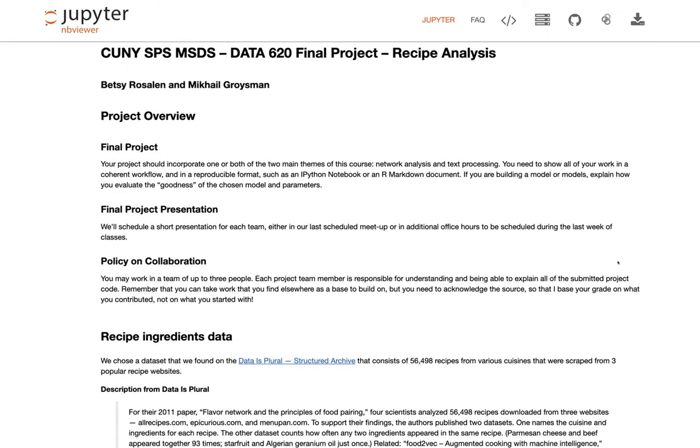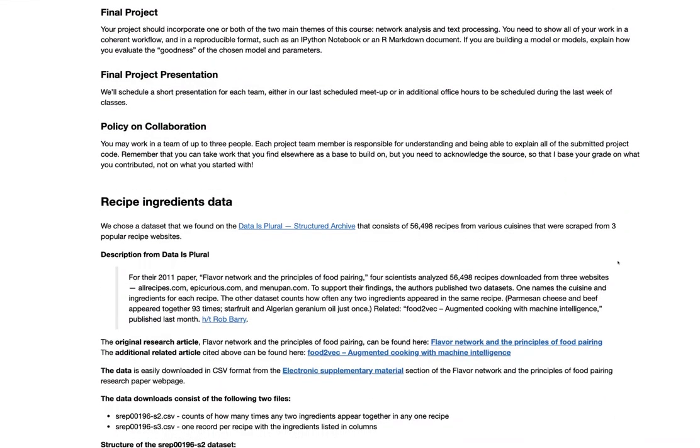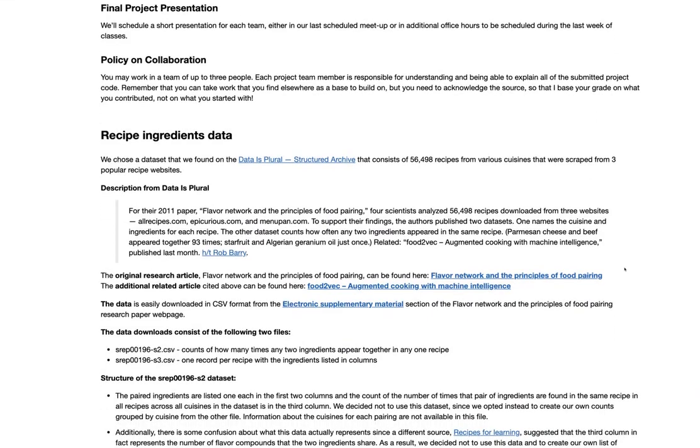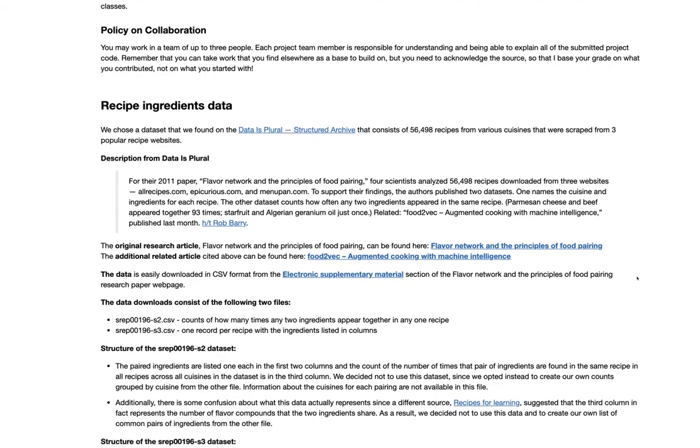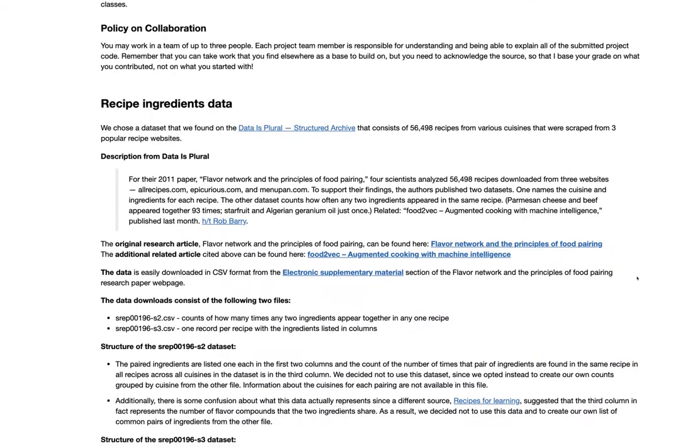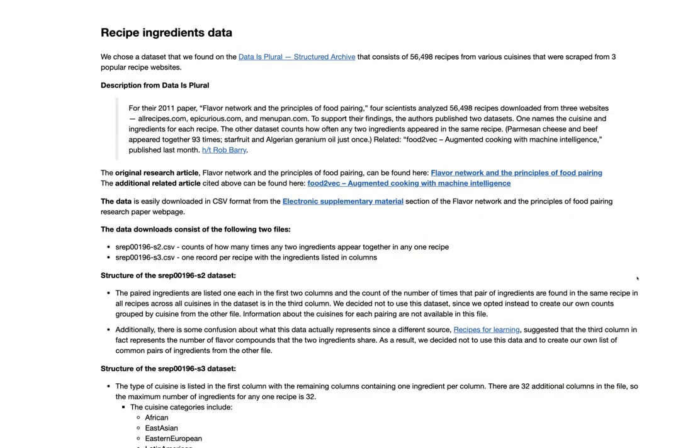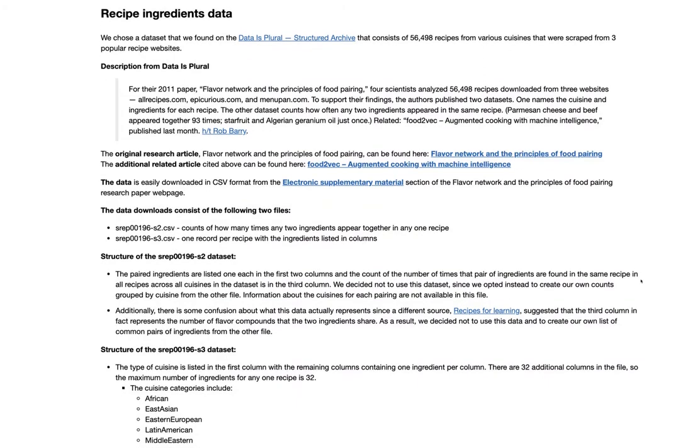So we chose a recipe data set, had two files in it. We chose to only work with one of those files because there was some confusion about what the other one really represented. So we just went with the file that had one recipe per line. It included the type of cuisine and one ingredient per column for all the ingredients in the recipe.